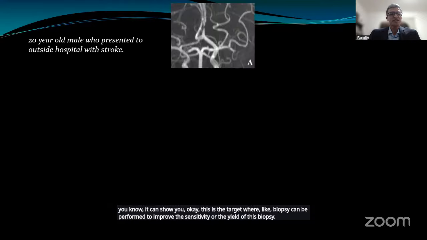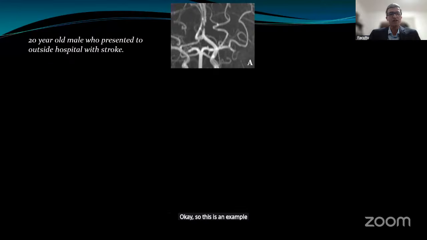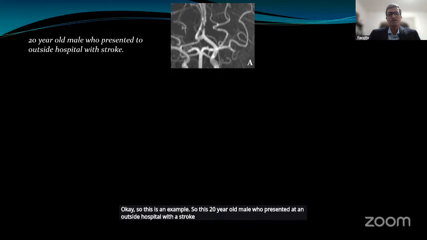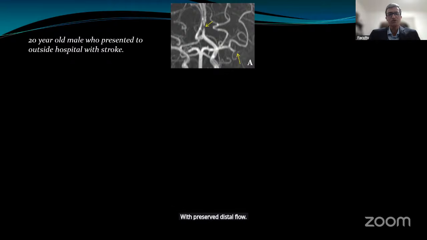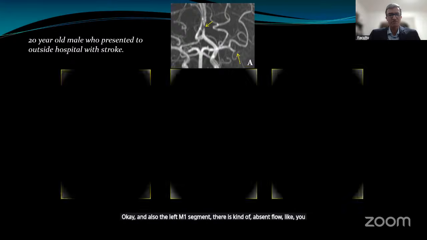Okay, so this is an example. This is a 20-year-old male who presented at an outside hospital with a stroke. If you look at the MIP image of the TOF MRI, you see a tight stenosis in the left A2 segment with preserved distal flow. And in the left M1 segment, there is absent flow in the inferior division.